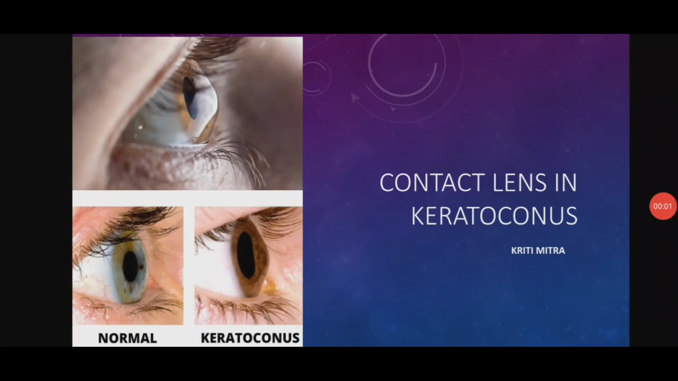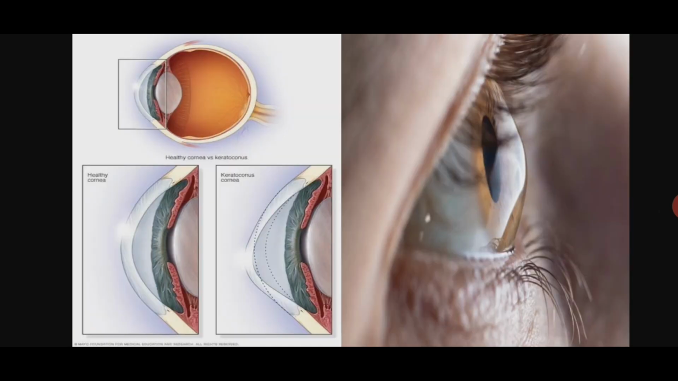Hello all, today we'll discuss contact lens fit in keratoconus. Keratoconus is a progressive thinning of the cornea, and it can ultimately lead to corneal rupture or we need to go for a corneal transplant. So you can see here the conical cornea. There is a thinning of the cornea that has happened.